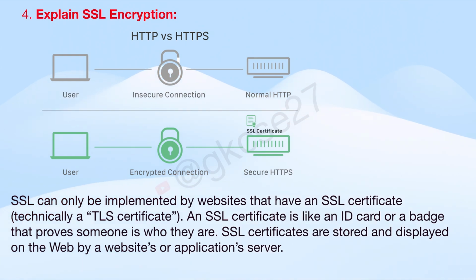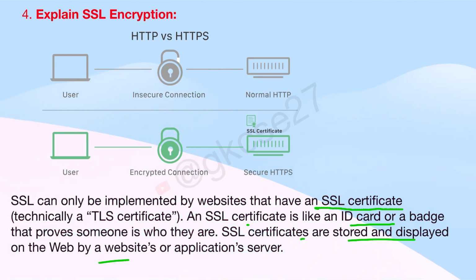Explain SSL encryption. So what is SSL encryption? SSL encryption is mainly used for secure access of a website. SSL can be implemented by websites that have an SSL certificate. An SSL certificate is like an ID card or badge that proves someone is who they are. SSL certificates are stored and displayed on the web by a website's application server.